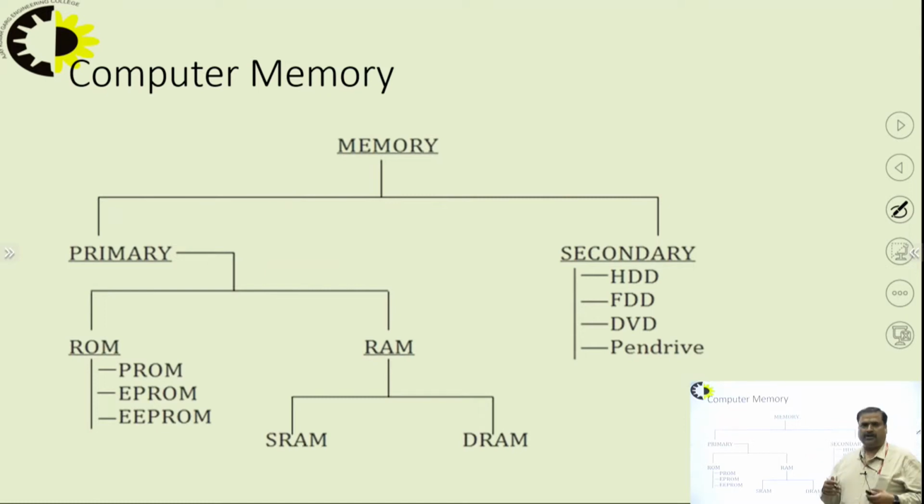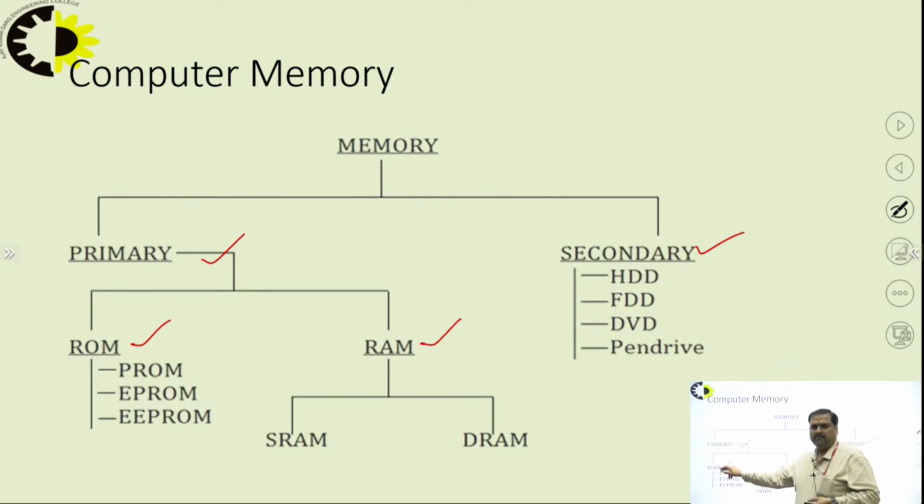We have already discussed that memory can be of two types, primary memory and secondary memory. Primary memory is of two types, ROM and RAM. ROM is read only memory, and RAM is random access memory. RAM is generally used for holding the instructions of the program which we are executing on the system. ROM is generally used to hold the initial program of the operating system.